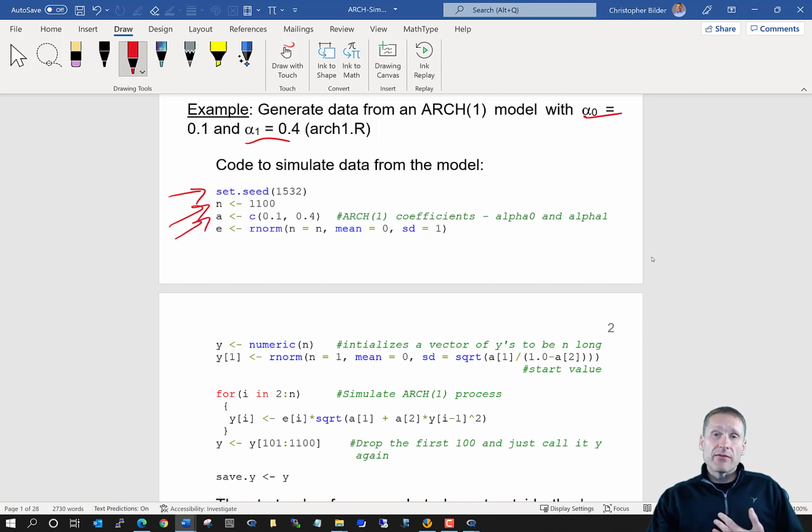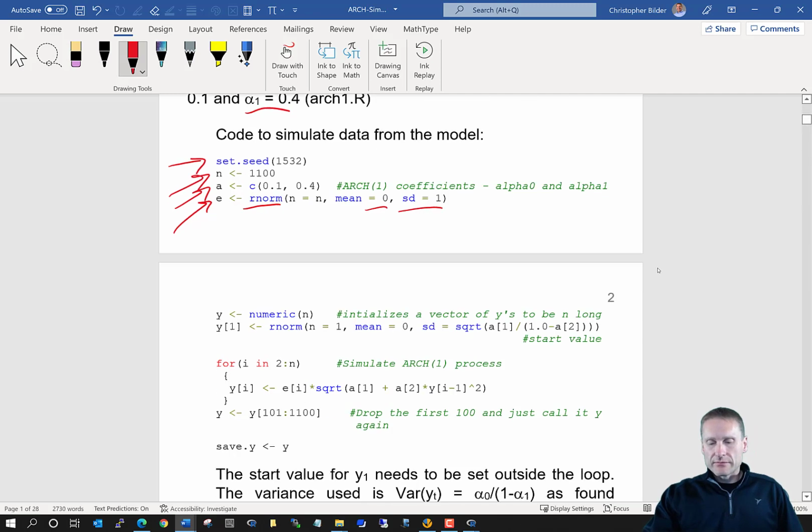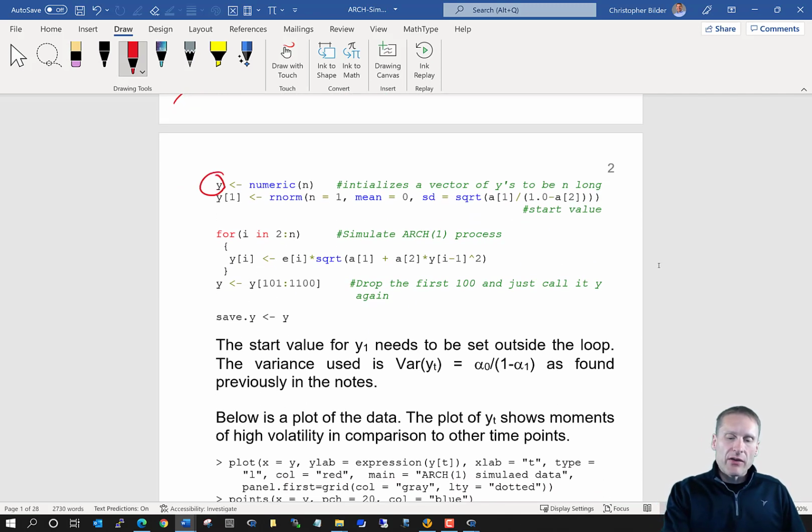A is going to be my vector. It's going to be a vector that has alpha 0 and alpha 1 in it. E is essentially the epsilon portion of the model, and I'm going to simulate it from a normal distribution with mean 0 and standard deviation of 1. I'm going to save my values of y into a vector, which I'm just going to initialize as numeric length n. And I need a way to first start this process for what y will be, since y is dependent upon the past with this kind of model.